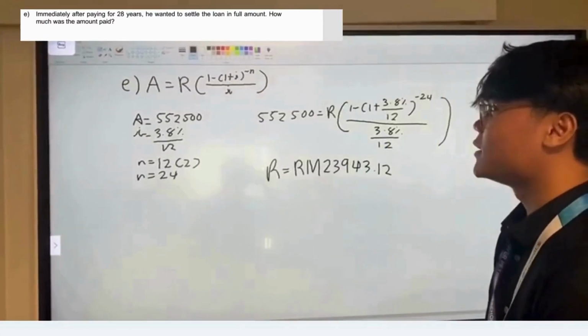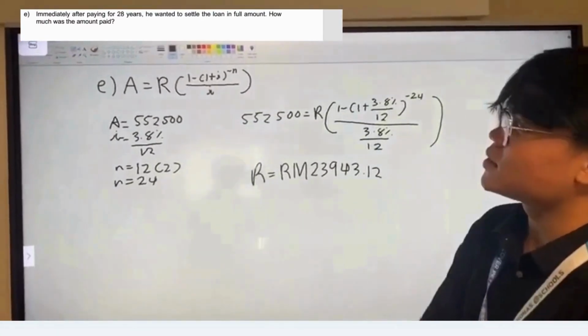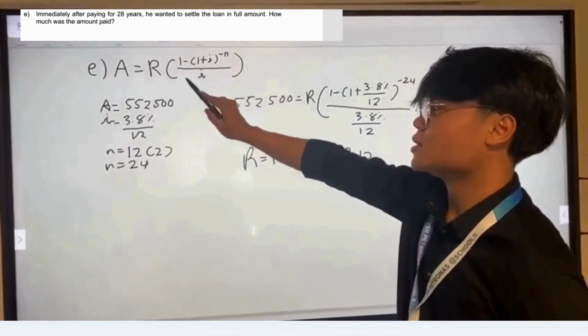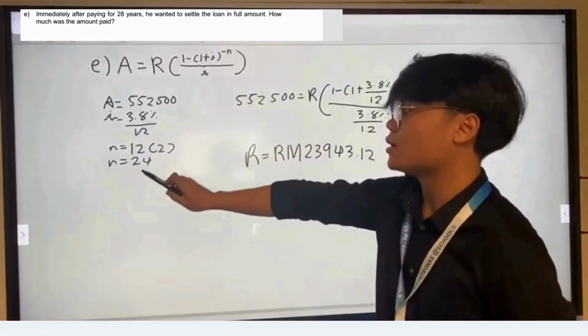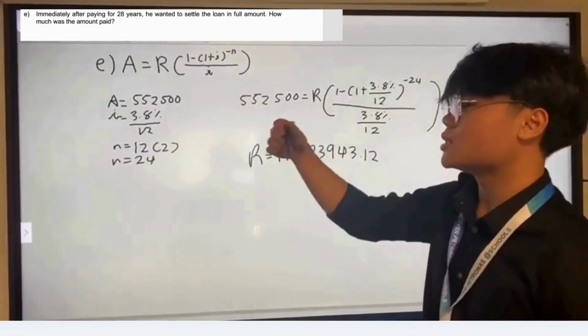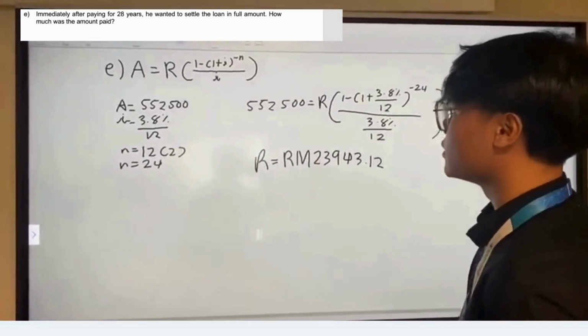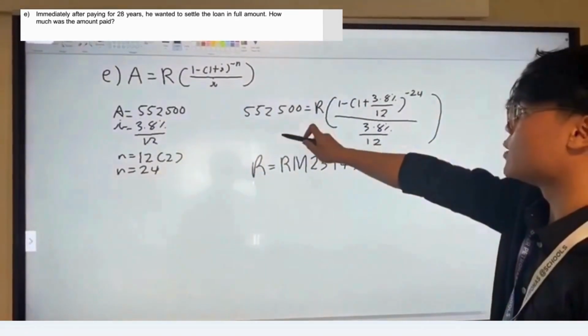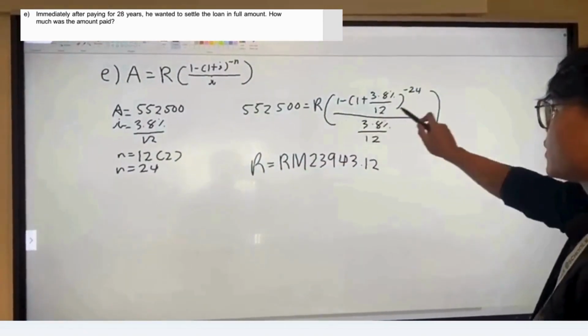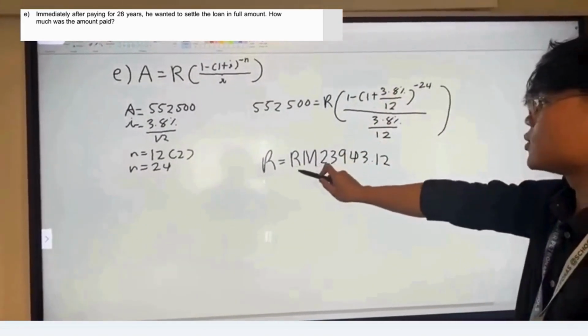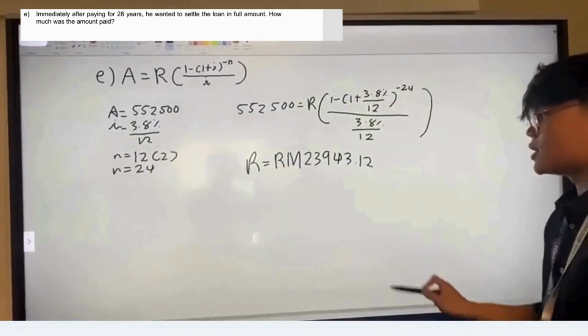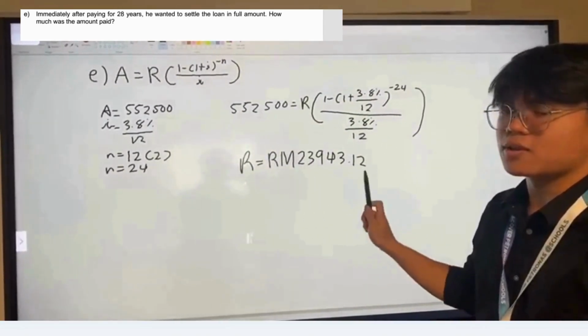We're going to proceed with part E, where we use this formula, and we also use the information from the previous answer except for N. Why is it 2? Because it says 28 years until 30, so it is very early. So this is the formula. We substitute everything, and then we get the answer 22,943 ringgit and 4 cents. This is the amount that she's going to pay if she wants to pay early.